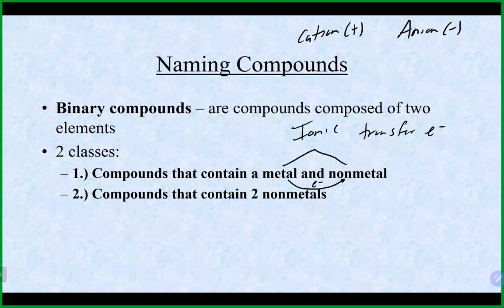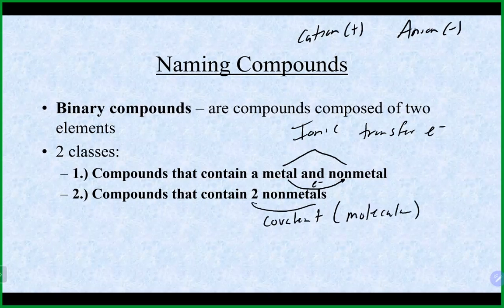The other type of naming we're going to talk about is between 2 nonmetals, and those are covalent compounds, or sometimes people call them molecular compounds. And those are sharing of electrons, just like we talked about in bonding. Now, how we name both of these is a little bit different, and for an ionic compound, it depends on the metal as to how we go about naming those guys.